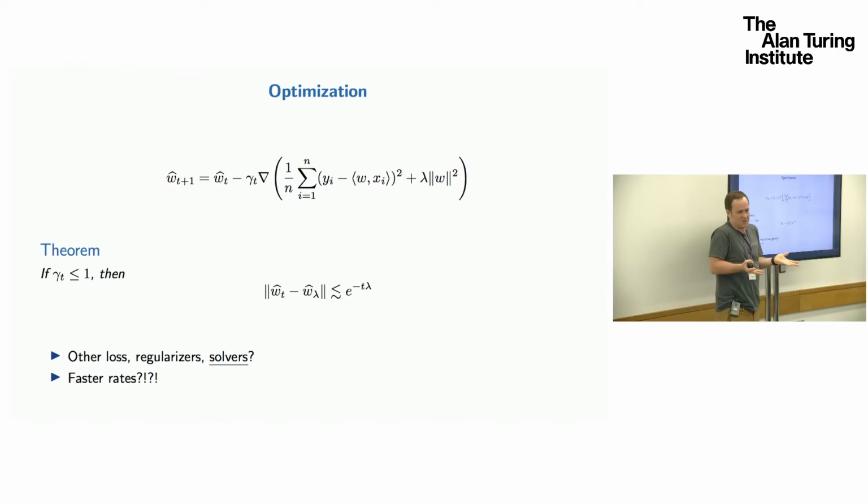This is, again, something you're familiar with, and then you can again play the same game. Oh, what about other loss functions? What about other regularizers? What about other solvers?